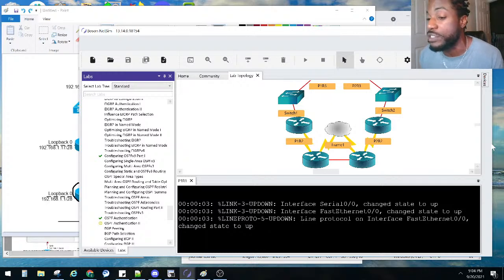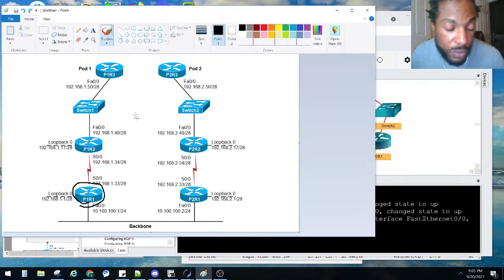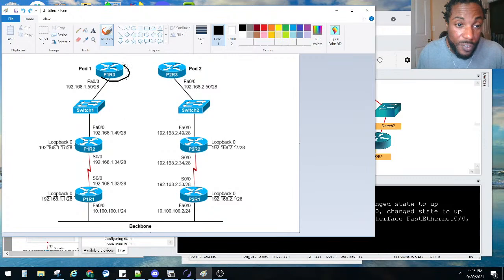Y'all know what Time to Live is, right? TTL. This is designed to stop loops from happening at layer 3. Let's say we got a packet going from here to over here, right? Each hop, well, this is not really a hop because that's layer 2. So each hop it goes to, the time to live gets decremented by 1.